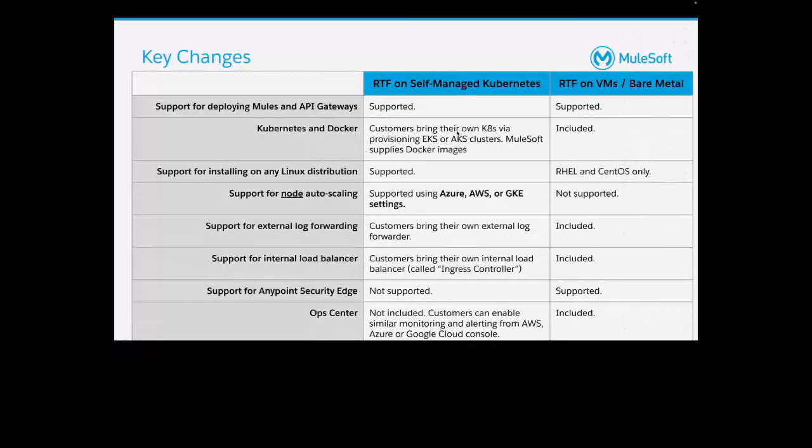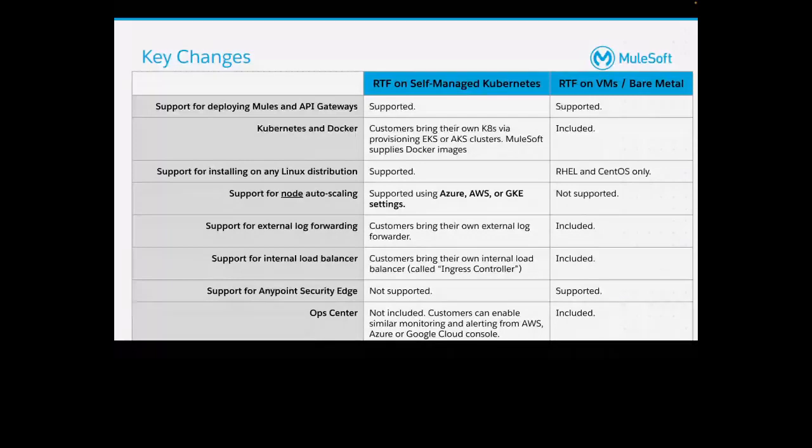In case of VM bare metal, you'll probably need to use your Terraform and build it completely from scratch on that machine. So that involves a lot of operations, basically the infrastructure and operations. Then support for installation on Linux distribution: it's supported on the self-managed Kubernetes. In case of VM and bare metal, it's only on RHEL and CentOS. RHEL is Red Hat Enterprise Linux, and CentOS is another flavor of Linux. These are the only two which are supported currently.